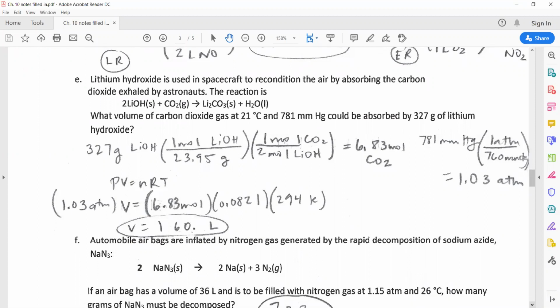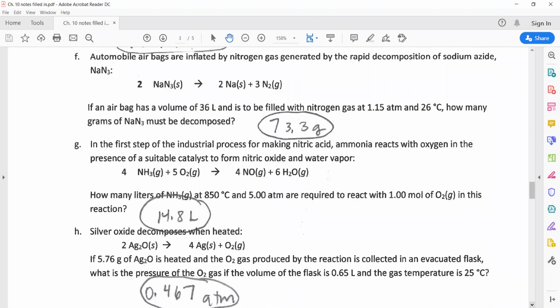Here are several more for you to practice on your own, and the answers are provided there for you.